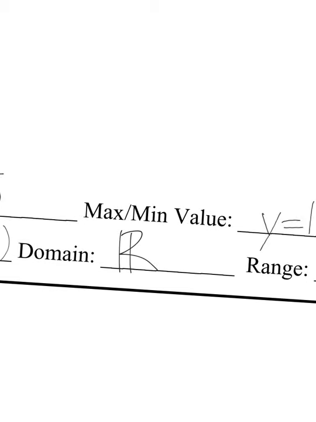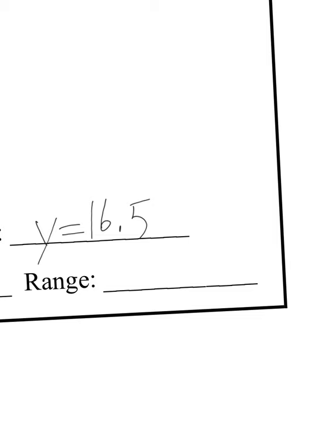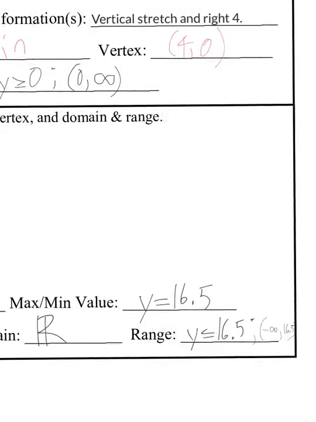So the domain is always all real numbers. The range, it went down forever, right? And 16.5 was the highest value. So I can say y is less than or equal to 16.5. Or you could also say that it went down to -infinity, and then the highest point would be 16.5, and that would be it. Okay? So notice how we did one example with each type of form.